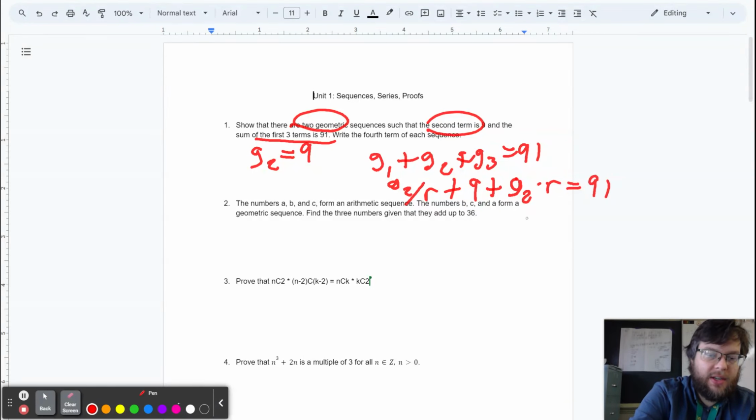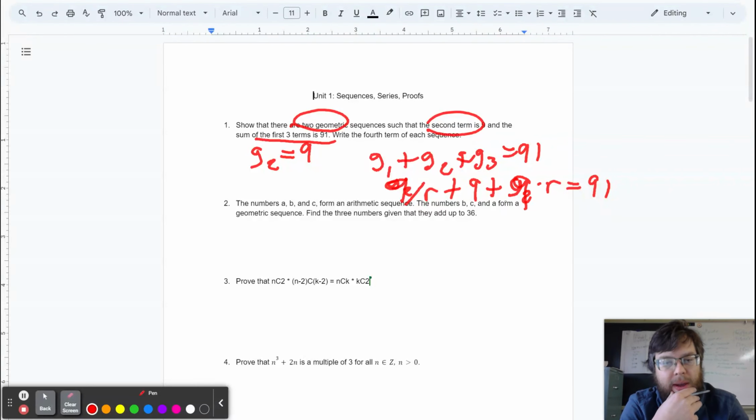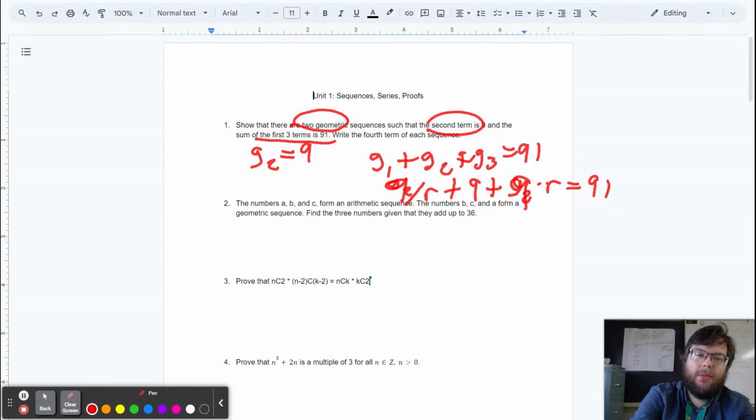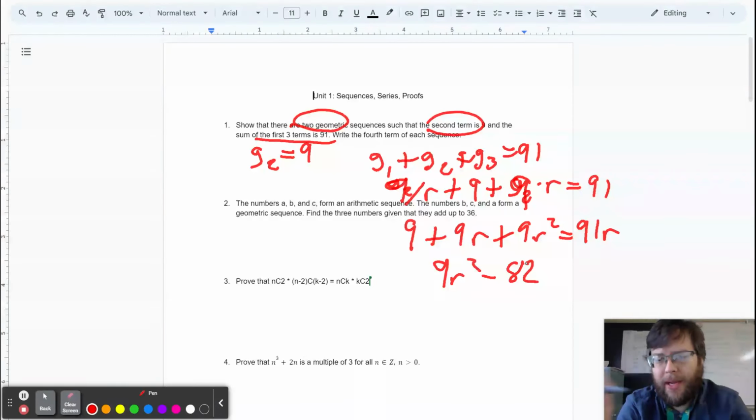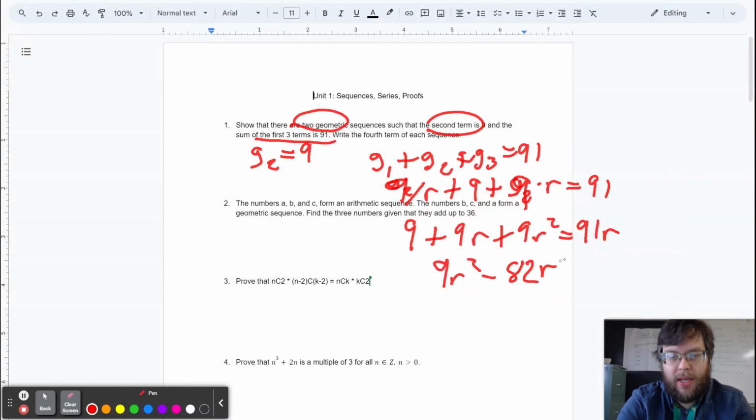And I realize that I don't need to write G2 because we know G2 is 9. So we actually have 9 divided by R, 9, and 9 times R as our three terms. I'm going to multiply everything by R to get this equation, which is now a quadratic in terms of R. And I'm going to subtract the 91R and write my terms in order.